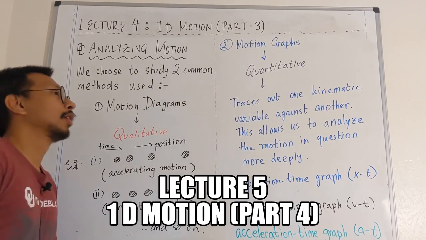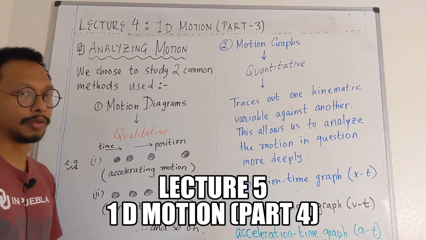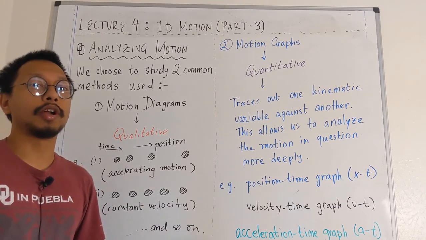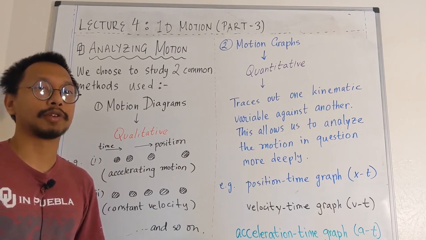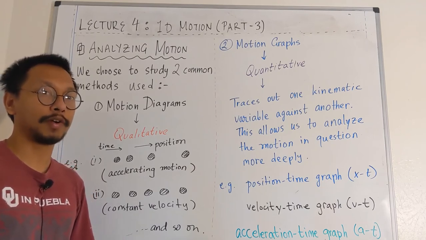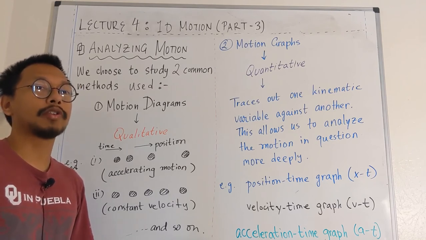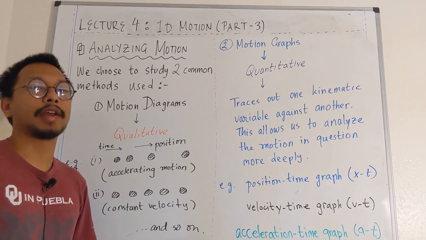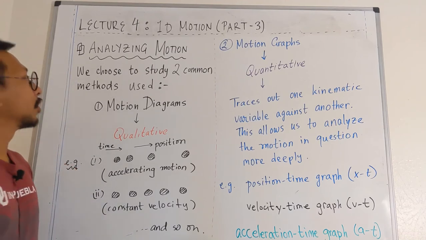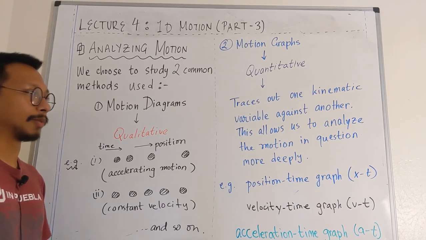Hello! So far we have learned quite a bit about one-dimensional motion. Kudos! Now, in this lecture, our job is to learn how to analyze different kinds of motion. We have solved problems involving motion variables or kinematic variables, and now we want to analyze motion and see how that helps us. Okay? So we choose to study two common ways which are used to analyze motion.